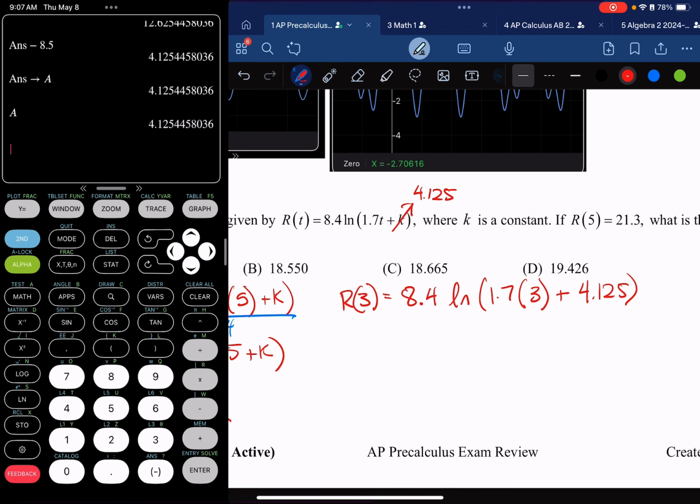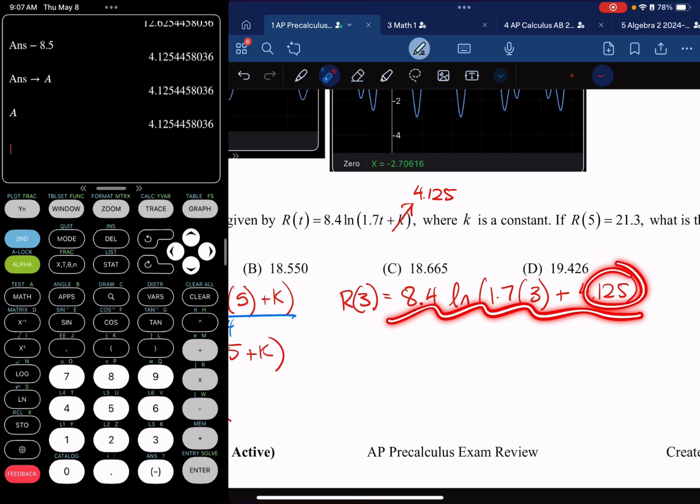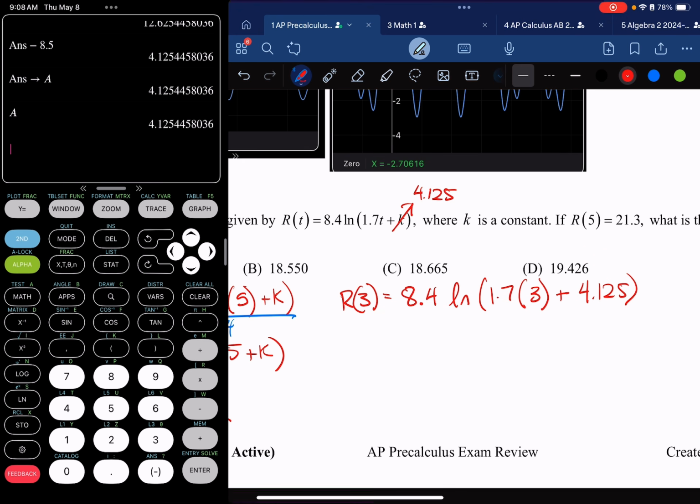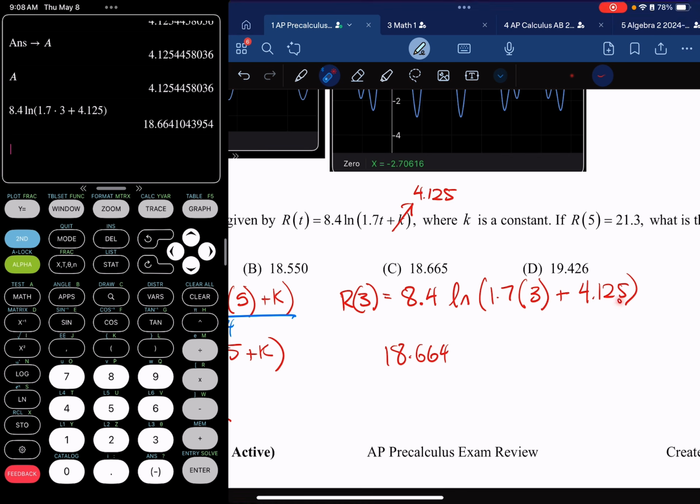I don't think you need to, because logarithms are not very discriminating against decimal places, as opposed to exponentials. Those are the vice versa. You really want to make sure you have accurate decimal places. So I'm just going to do it the way most students would, and type this in with this rounded, and it's probably going to be closest to the right answer. I'm going to type in 8.4 times the natural log of parentheses 1.7 times 3 plus 4.125, and we get 18.664. You can see we got a little bit of rounding error because we rounded right there, but that's clearly going to be option C.